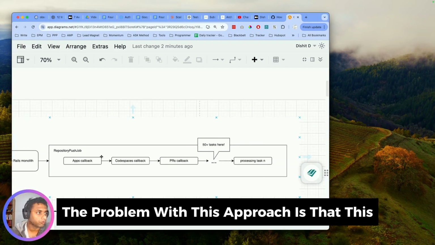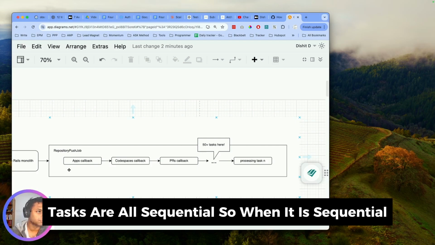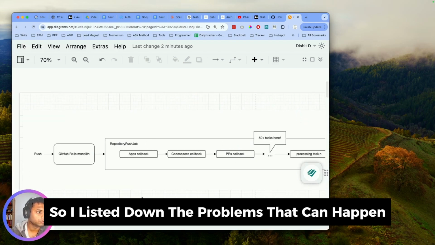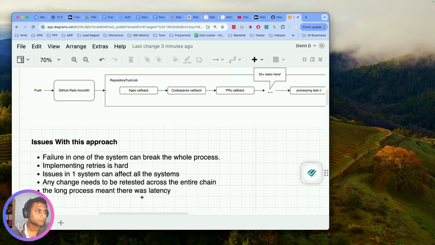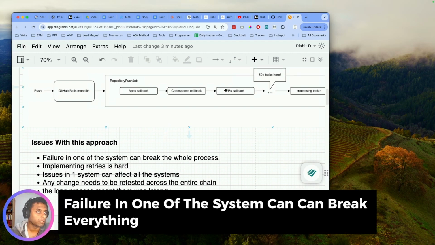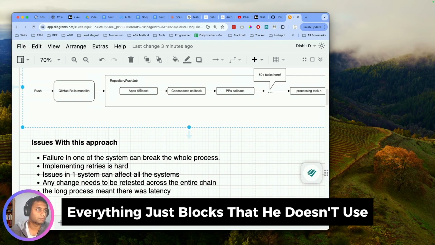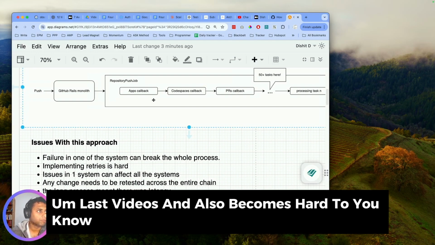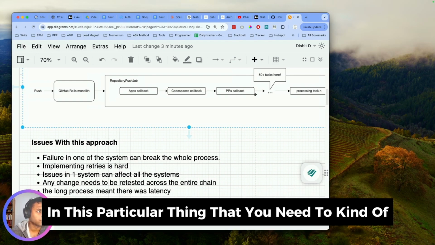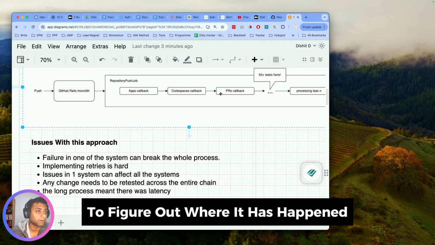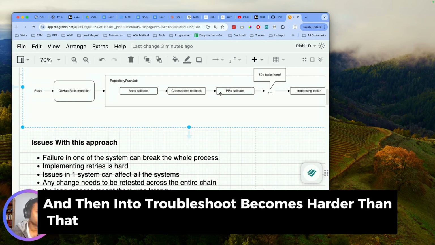Now the problem with this approach is that these tasks are all sequential. So when it is sequential, it means that your latency increases. And there are other problems as well. I've listed down the problems that can happen. Failure in one of the systems can break everything. So if this particular job, like the PR callback, failed, everything just blocks, and there's a huge blast radius. It also becomes hard to figure out where the problem occurred, because you need to look at the logs from the entire job process to figure out where it happened, and then you need to troubleshoot. It becomes harder in that sense.